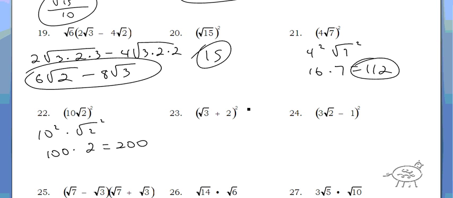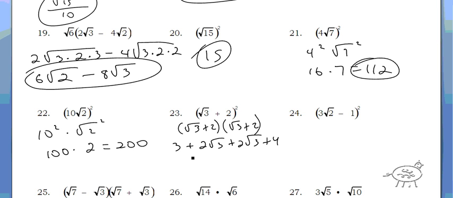This one, don't forget guys, write it twice. So it's root 3 plus 2, root 3 plus 2, and then you FOIL. Root 3 times root 3 is 3. Root 3 times 2 is plus 2 root 3, plus 2 root 3, plus 4. So 3 plus 4 is 7, plus 4 root 3.